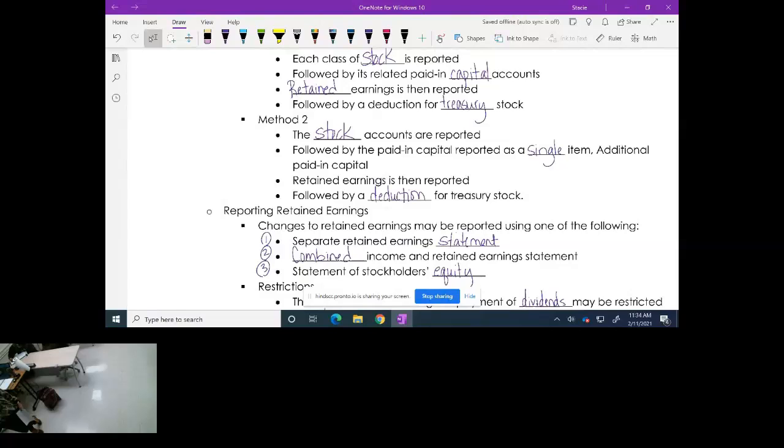All right, reporting retained earnings. There are three different ways you can report retained earnings. You can do an entirely separate retained earnings statement, you can combine the retained earnings statement with the income statement, or you can do a statement of stockholders' equity.